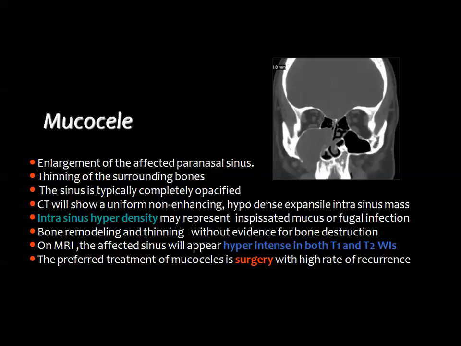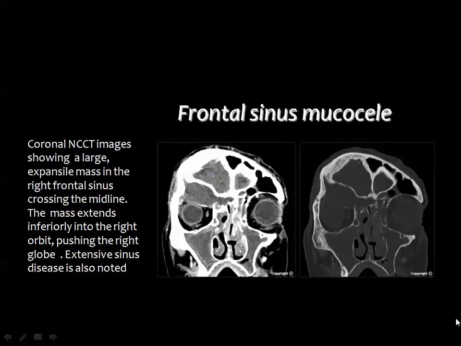And on MRI, the mucocele may appear hyper-intense in both T1 and T2 due to the high protein content of the retained secretions. And the treatment of choice for mucoceles is, of course, the surgery. And here you see bilateral maxillary sinusitis and the frontal or frontoethmoidal mucocele. The sinus is expanded and the wall is rarefied. And also, you may appreciate this marginal enhancement, which is seen also in cases of sinusitis.